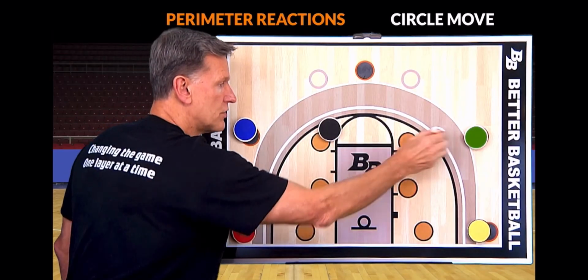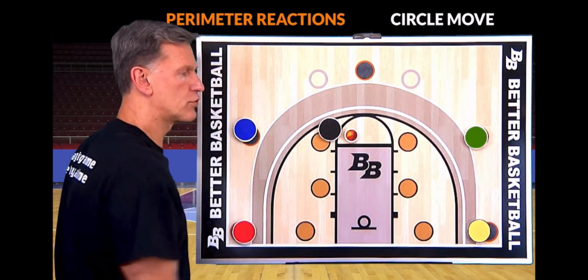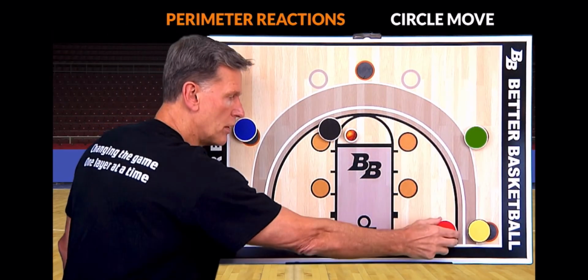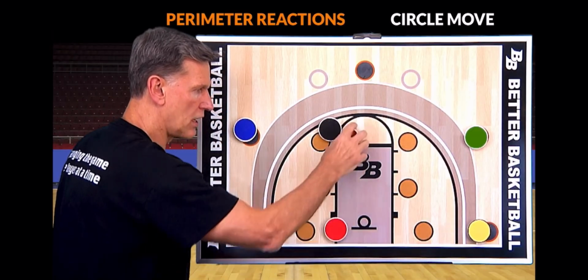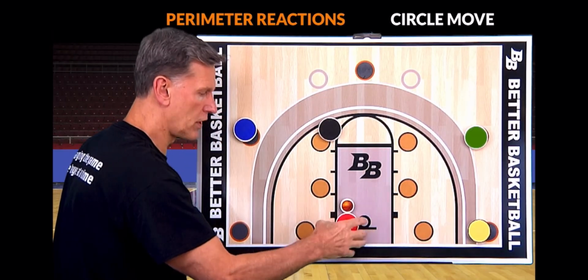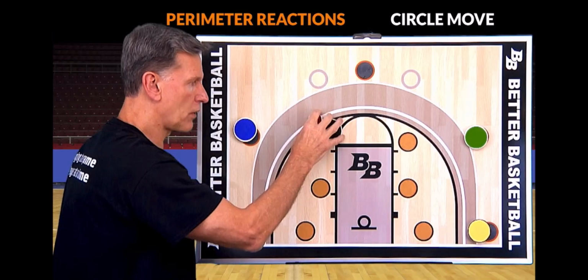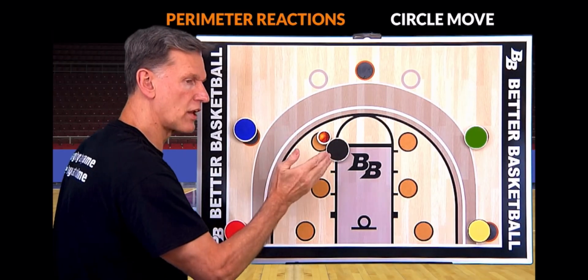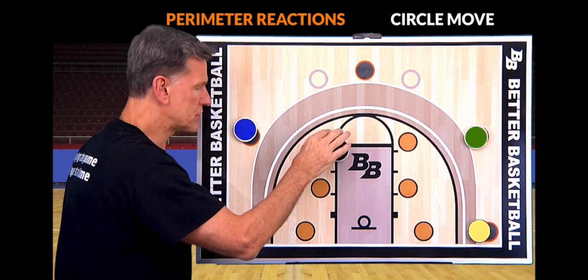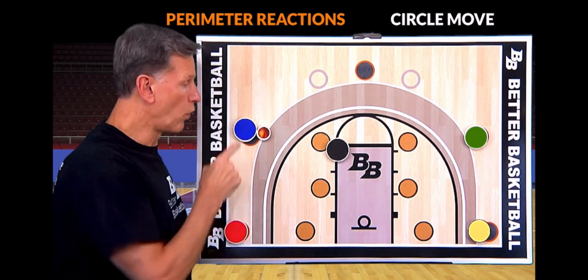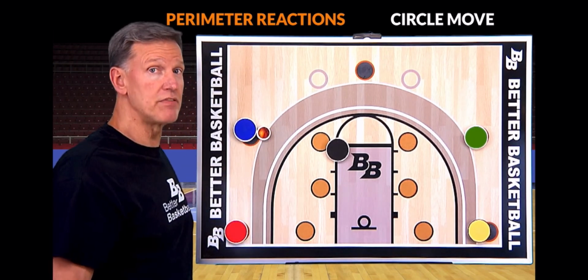If you pass to these two, those two are called natural pitches. If you pass to this player running the baseline, it's the baseline dish. We're looking for a layup. If this player throws back, sticks the landing, reverse pivots, and throws back here where they came from, we call that the safety valve.